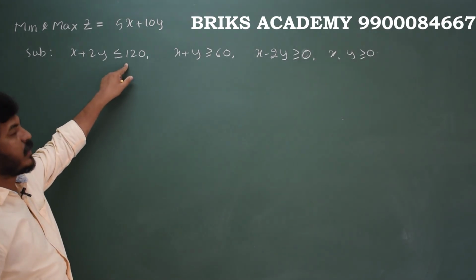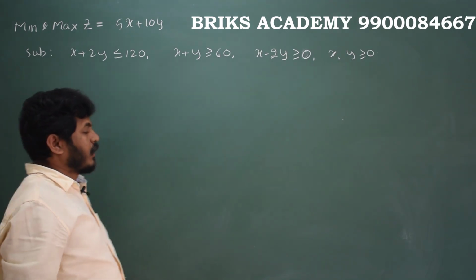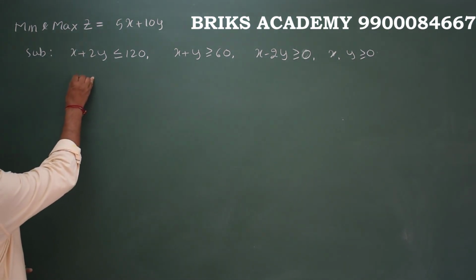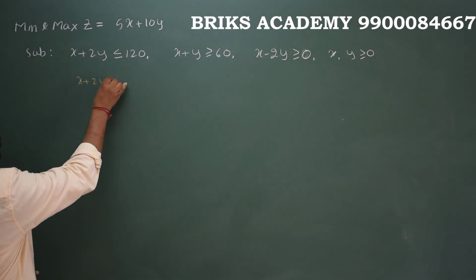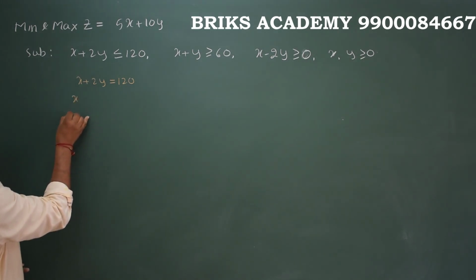One is x plus 2y is less than or equal to 120, and another one is this, and one more is this. Same procedure: first write the inequality as an equality, that is x plus 2y equal to 120. Calculate only 2 points, x and y.